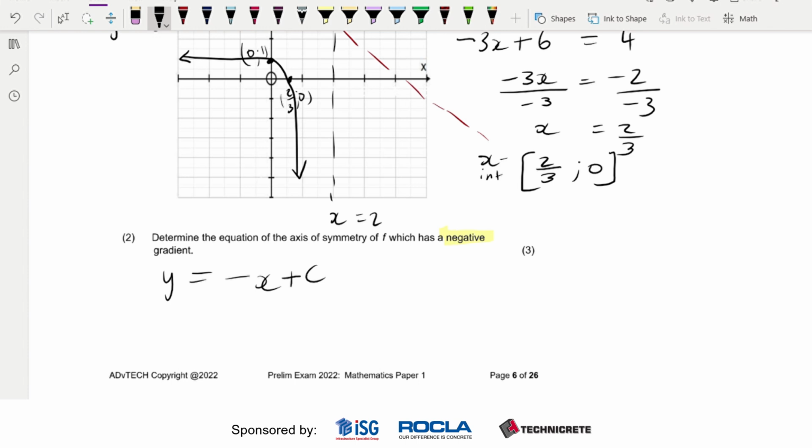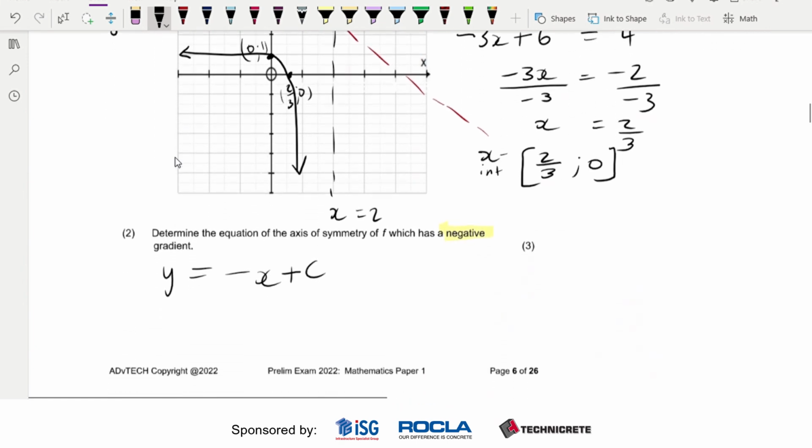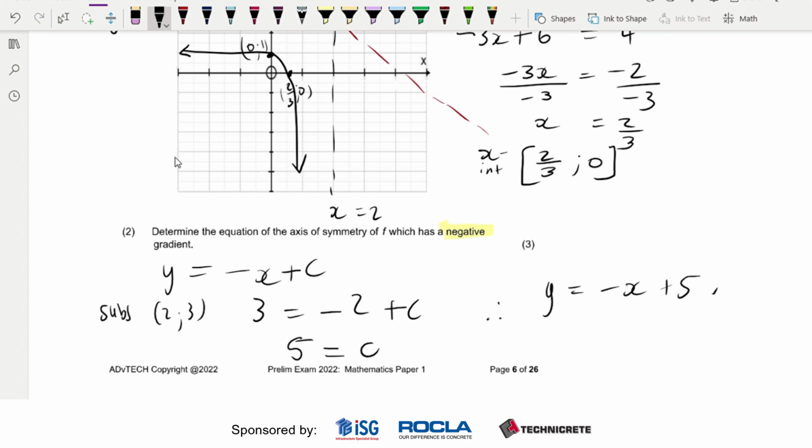We'd substitute a point, since we know that y is equal to 3 over here and x is equal to 2. We'd substitute the point (2, 3) into this equation. So we'd have 3 is equal to negative 2 plus c. If we add 2 on both sides, we find that c is equal to 5. Therefore, y is equal to negative x plus 5. That is the equation of the axis of symmetry of f with a negative gradient.